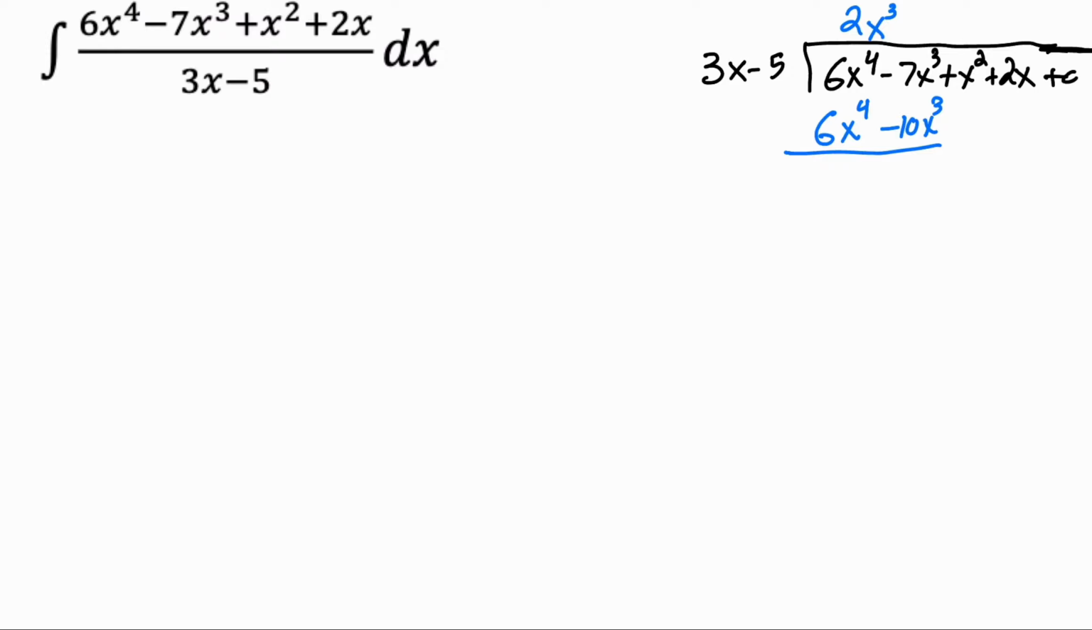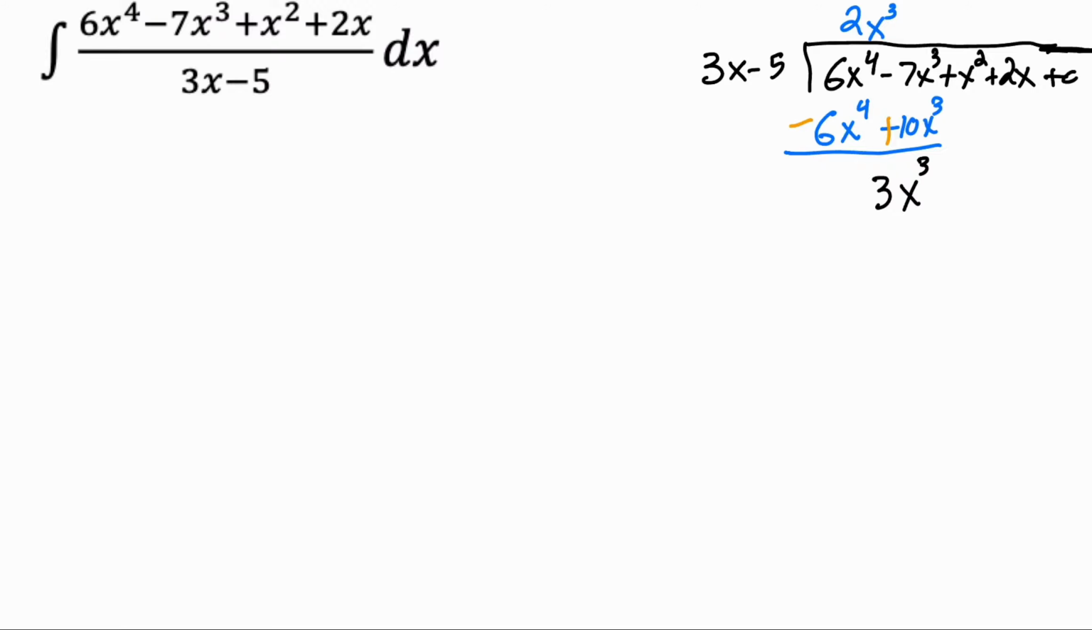Now, when I'm subtracting these two binomials, I like to switch those signs right away and then just add them, right? Just kind of distribute the negative, then combine our like terms. Now the first thing should always cancel out. In this case, 6x to the fourth minus 6x to the fourth is gone, cancels out. And then I have negative 7x cubed and positive 10x cubed, which gets me positive 3x cubed.